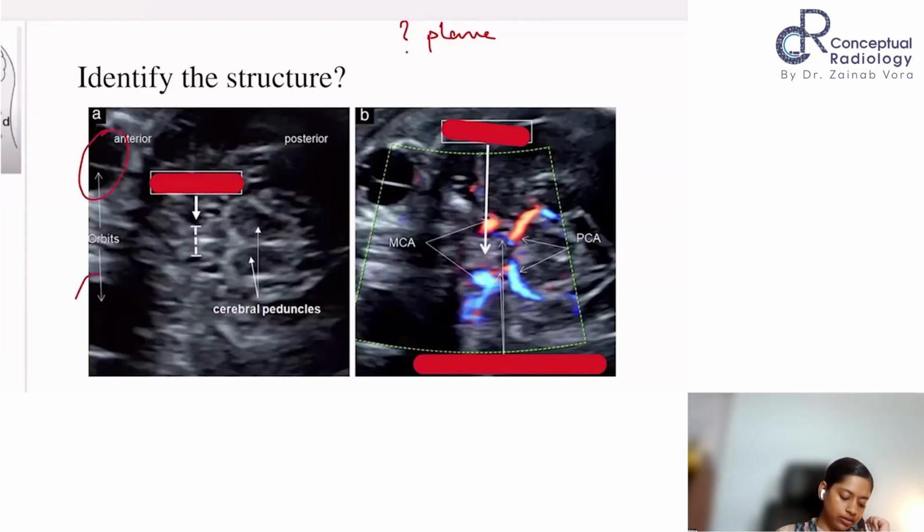And how do we know that? We are seeing eyeballs, you're seeing the orbits, and you're seeing the cerebral peduncles. So this is a structure which is lying anterior to the cerebral peduncles. You see MCA also, and you see PCA housing a structure in middle. So this is likely an area of basal cistern, which is containing a circle of Willis, and we have a structure here. This is excellent. So first the plane was axial, and this is the optic chiasm.